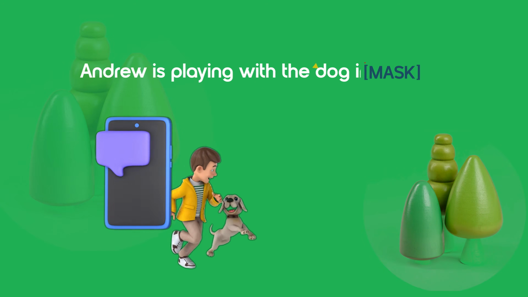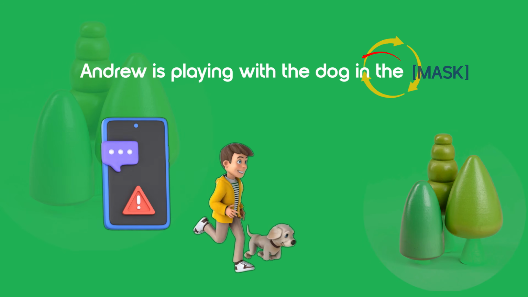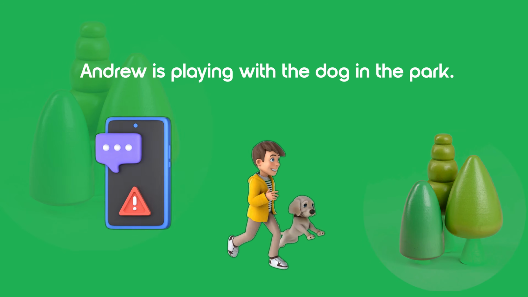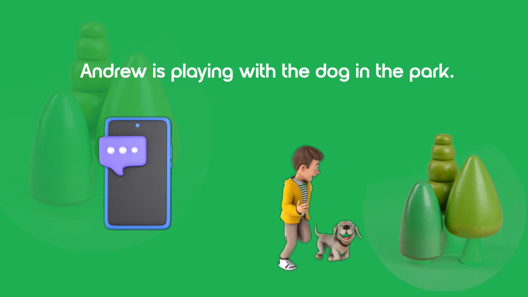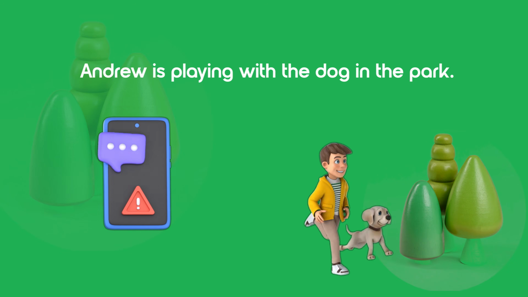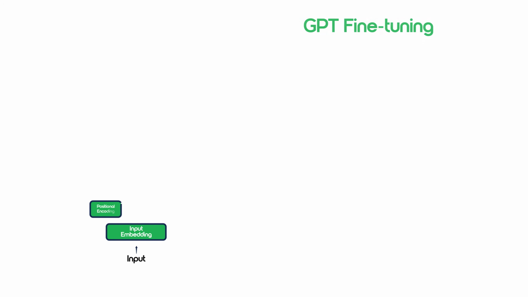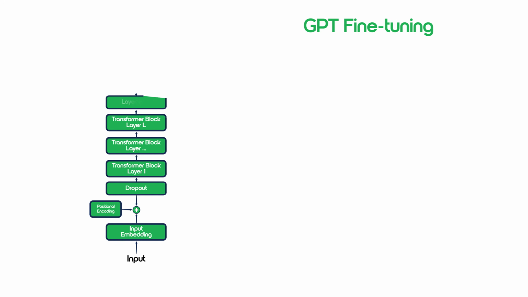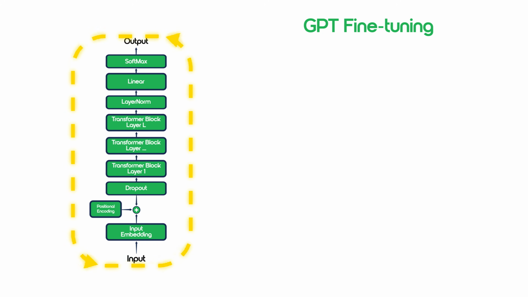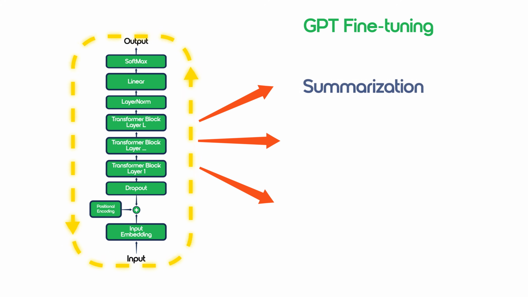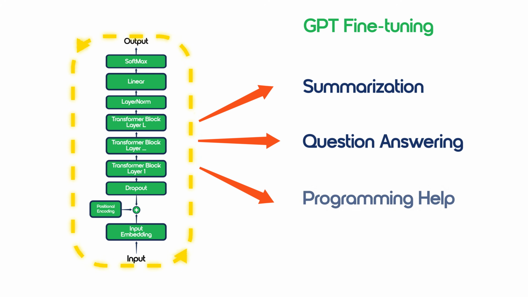You can think of GPT like a super advanced autocorrect function in your phone, not just fixing typos, but generating full, coherent sentences by predicting the most likely next word based on context. So, in the second stage, fine-tuning, the model can be further trained on specific data sets that specialize in certain tasks. For example, summarization, question answering, programming help, and more.